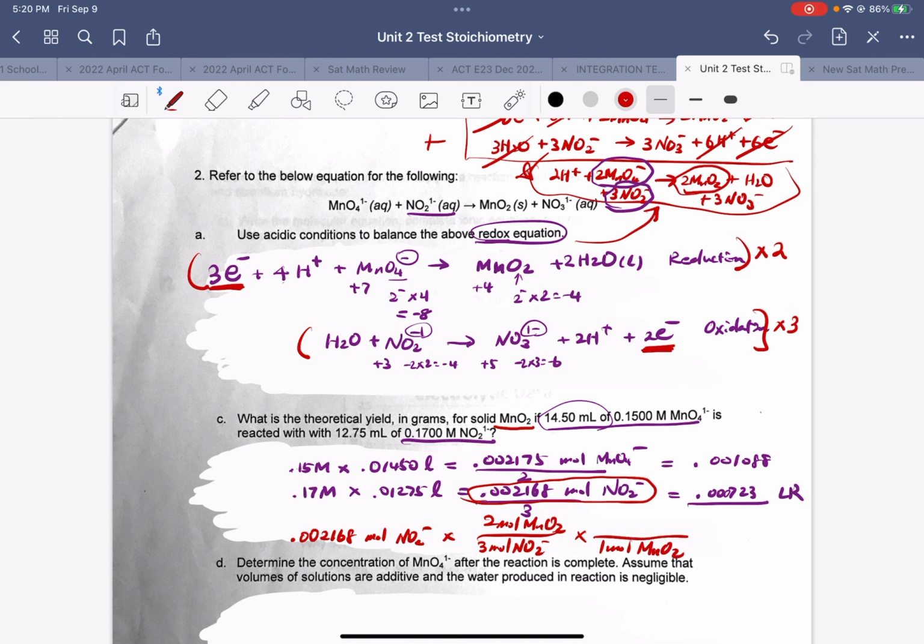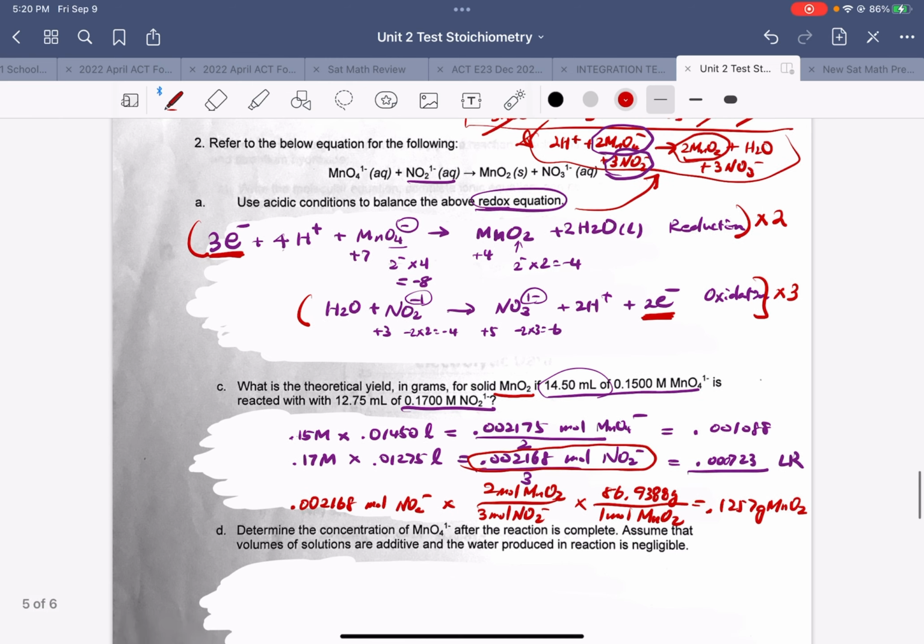So dimensional analysis: when you look up the molar mass of MnO2, you will get 86.9388 grams. When you multiply it out, you're going to need 0.1257 gram of MnO2. So that's the theoretical yield in grams of MnO2 when you react using the limiting reactant.